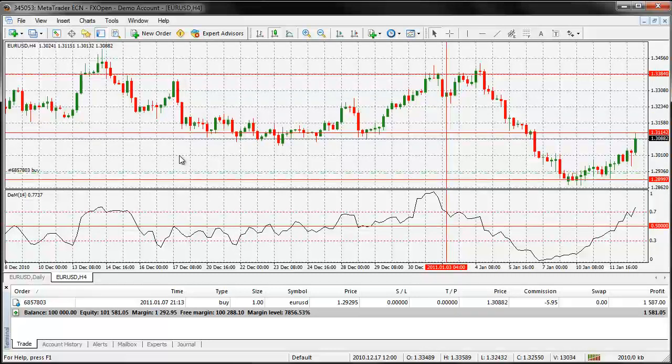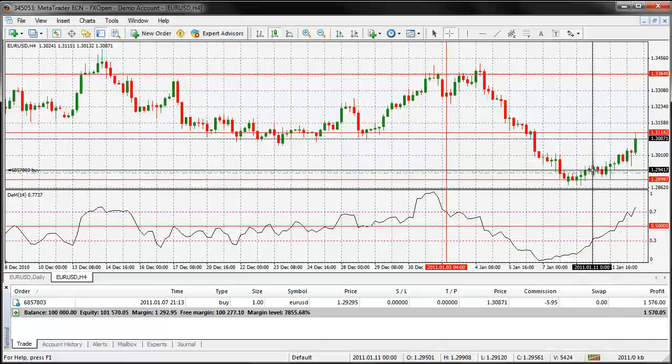Alright, let's see if we can find a buy. Well, there's a buy trade right here. Alright, and then we get out there. So we get in here and then we get out there, which will be for 65 pips. So that's not bad, but that's over a period of like 28 hours or so.